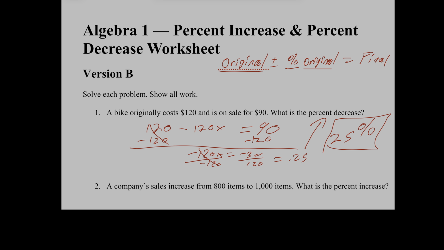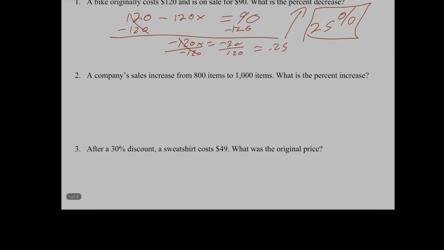Okay, let's go on to number 2. A company's sales increase from 800, that means the original, to 1,000. That means that's the final. So it starts at 800 and it's going to add some percentage, I don't know, but it's going to be a percentage of the 800. That means times. And then that's going to equal 1,000 when it's all said and done. So we're taking the percentage times the original.